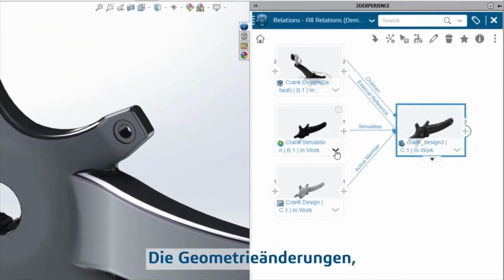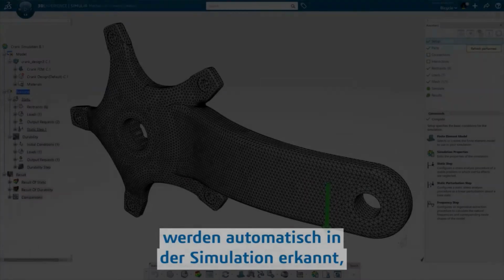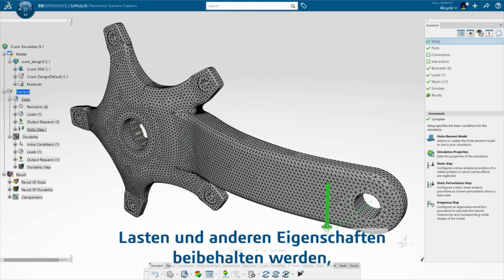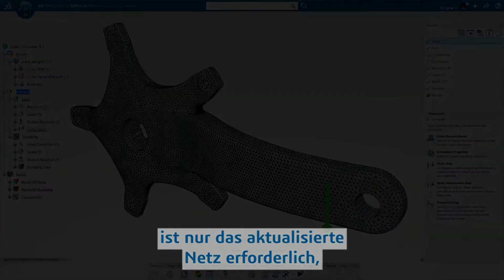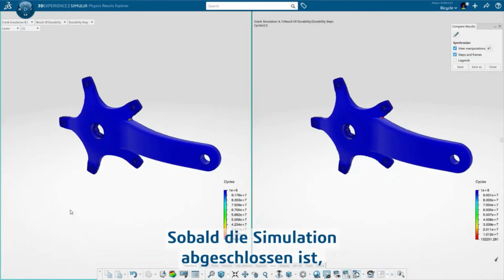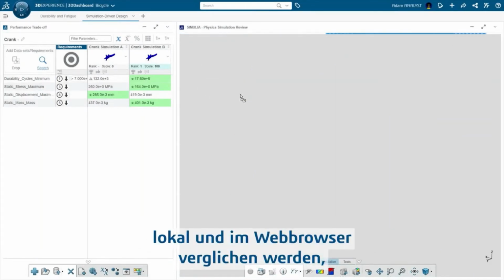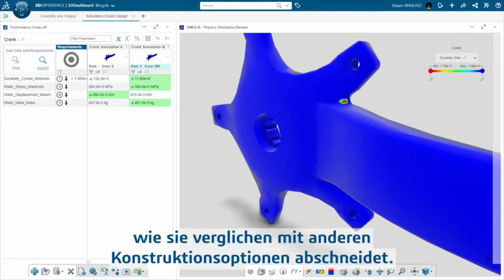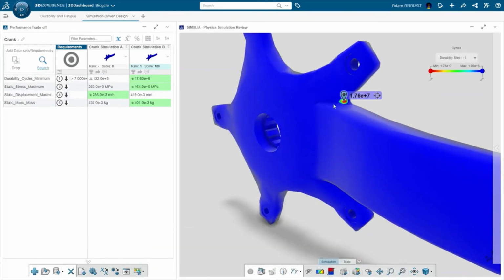The geometry changes made in SOLIDWORKS are automatically recognized in the simulation, and since the restraints, loads, and other properties are maintained, only the updated mesh is necessary to solve for the results. Once the simulation is finished, results can be compared locally and in your web browser by anyone in your organization to quickly identify the best design and how it compares to the other design options.